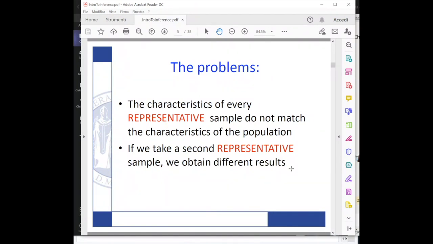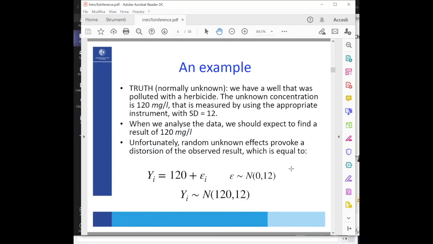So we need to take these things under consideration. We will work with an example today, a very simple and trivial example. What is different from our example now and from the real working practice is that now we pretend to know the truth, which is something we do not usually know.